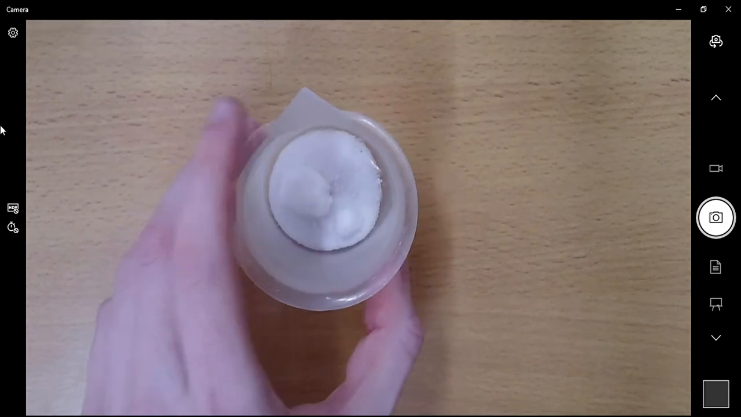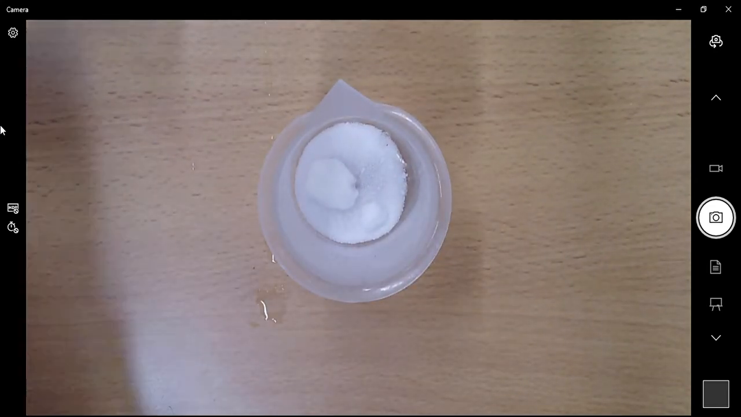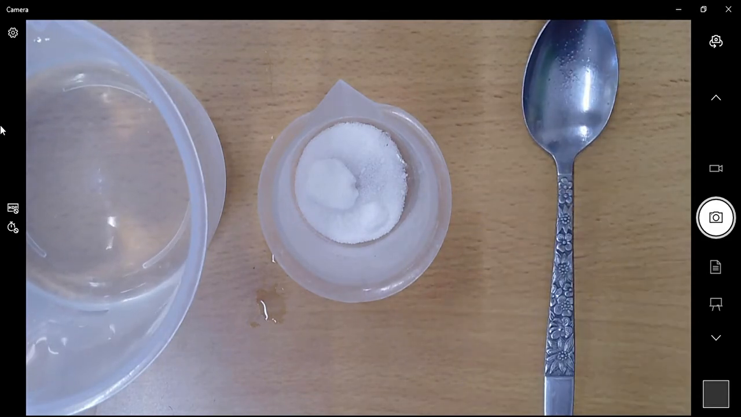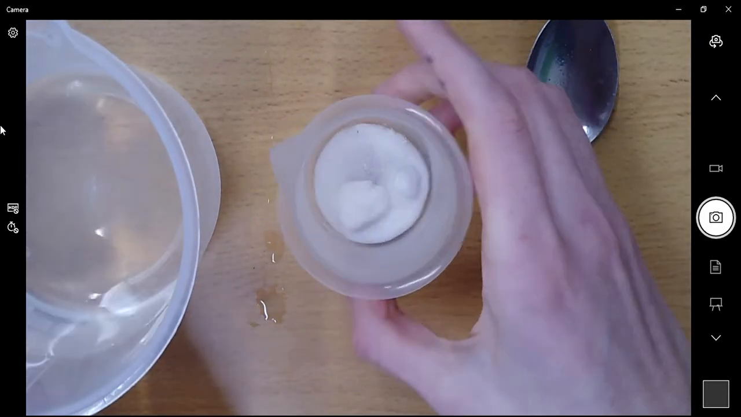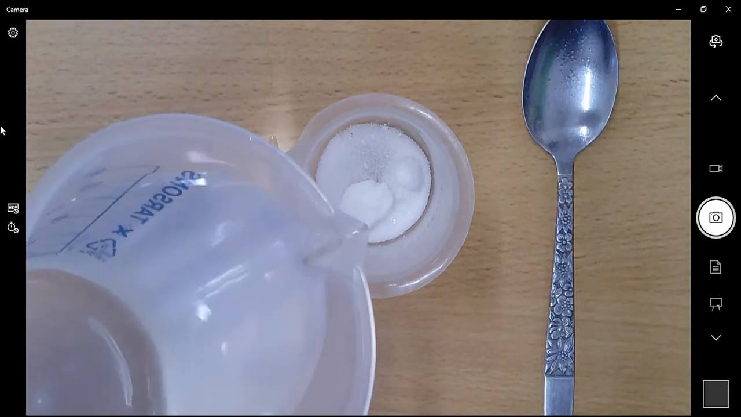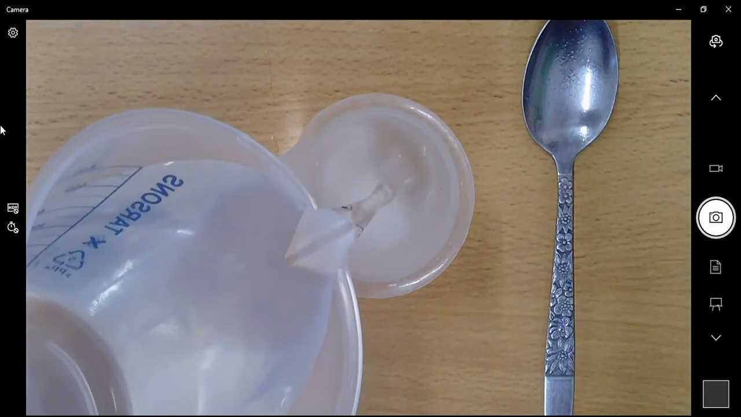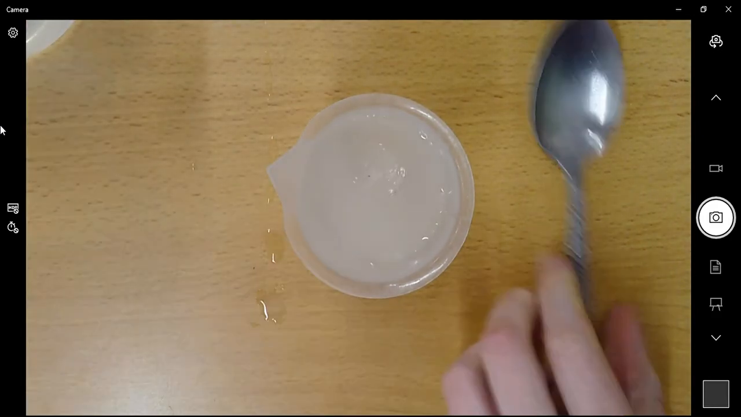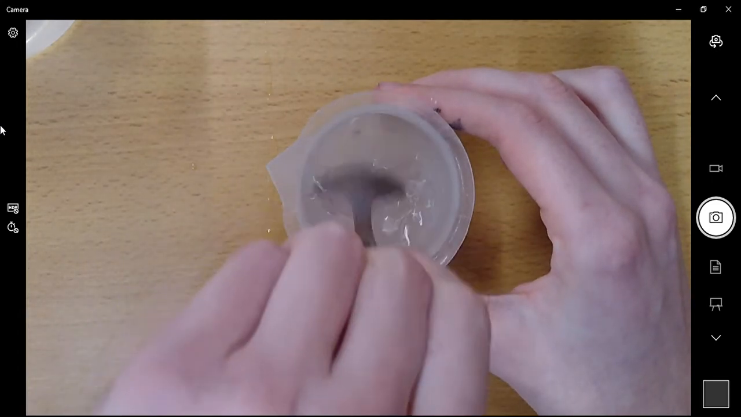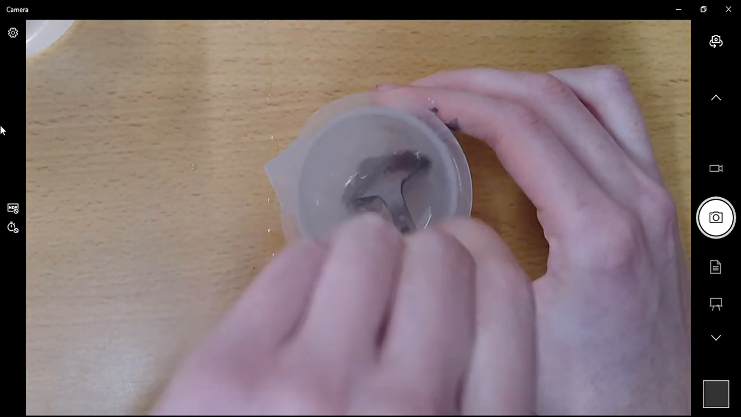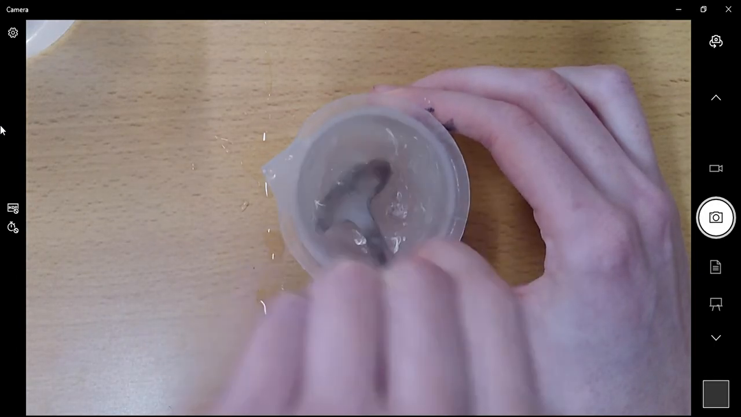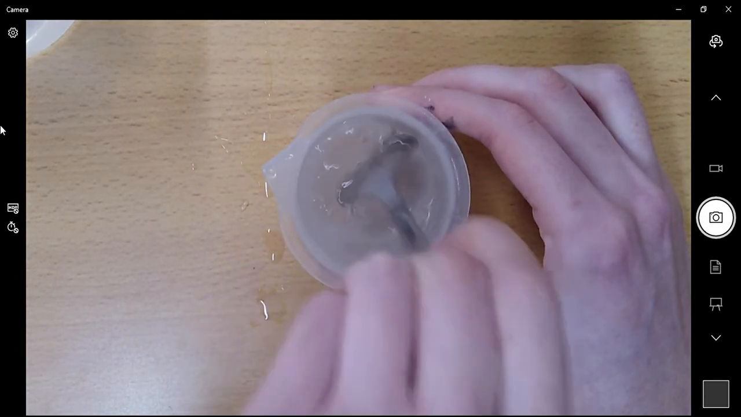Alright, next up was sugar. So I have my sugar here in my cup, I have my water, and I have my spoon. Once again, I will pour in the same amount of water for the sugar, and I'll give it a mix around with my spoon. I'm making an absolute mess of my desk. Hopefully you'll be able to keep your own homes a small bit tidier than I'm keeping my desk.